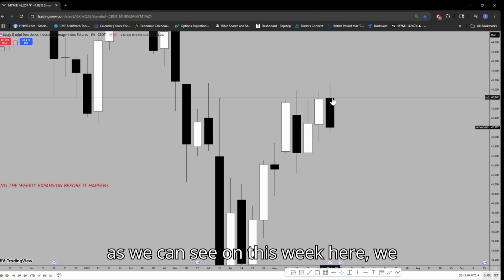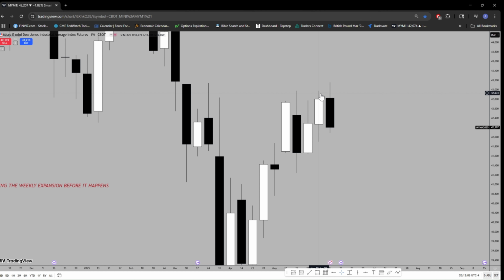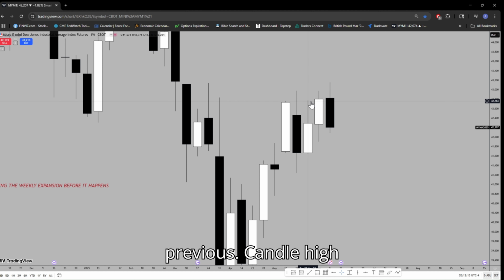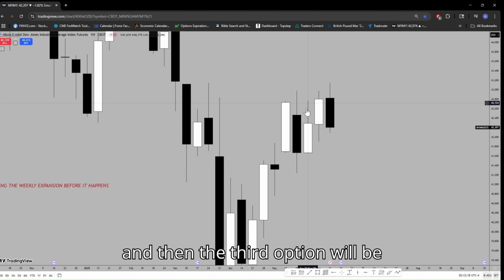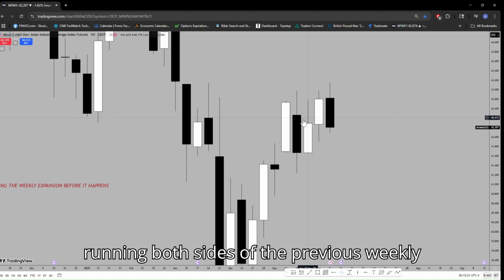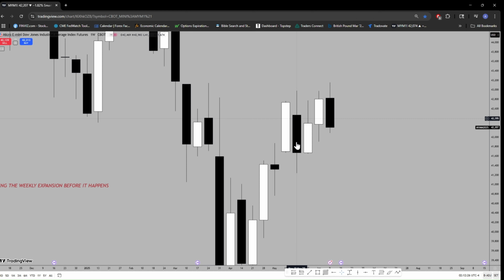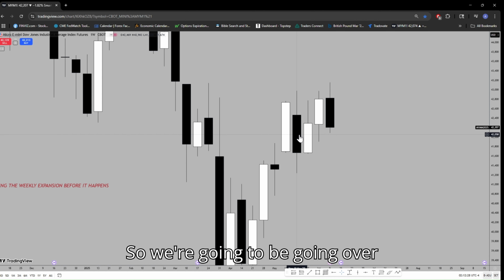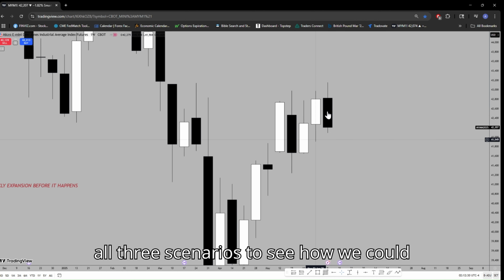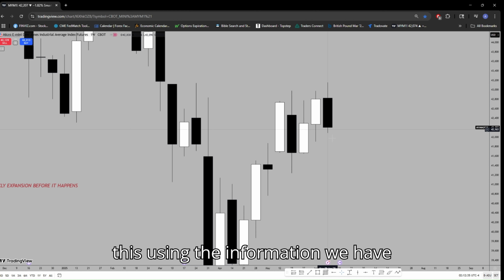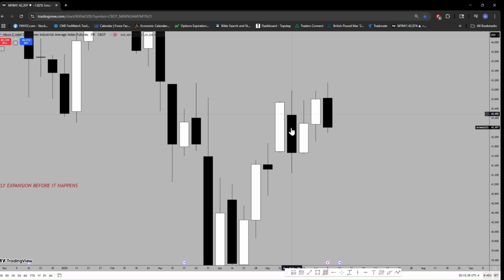as we can see on this week here, we wicked the previous candle high. The second option will be closing above the previous candle high. And then the third option will be running both sides of the previous weekly candle, as we can see in this week here. So we're going to be going over all three scenarios to see how we could have mapped out our week using the information we have prior to the weekly open.